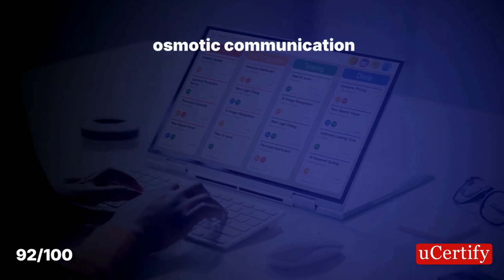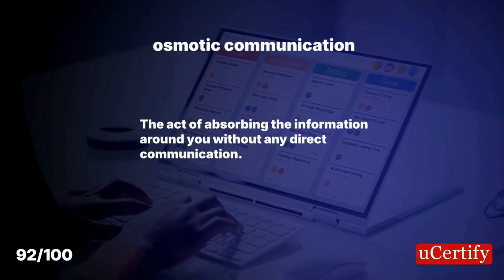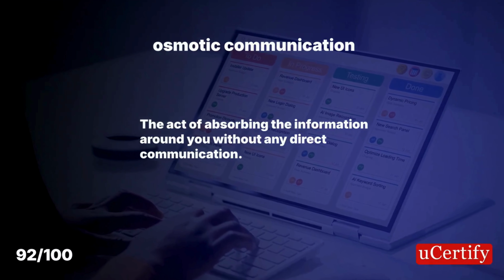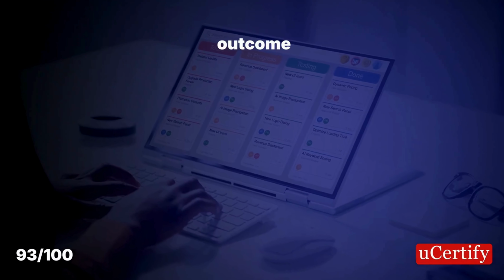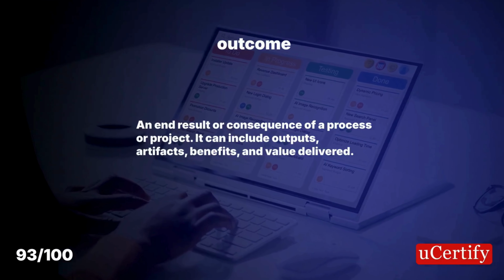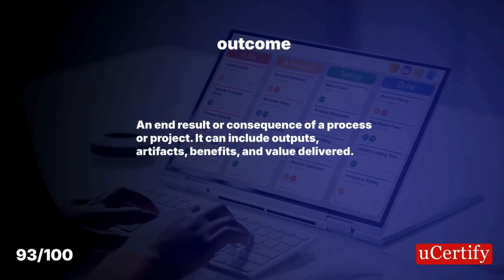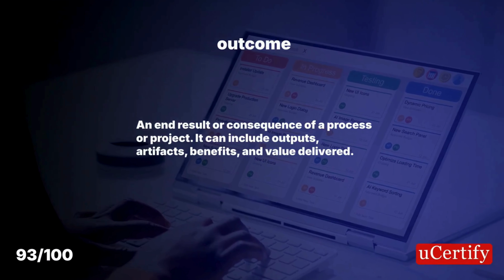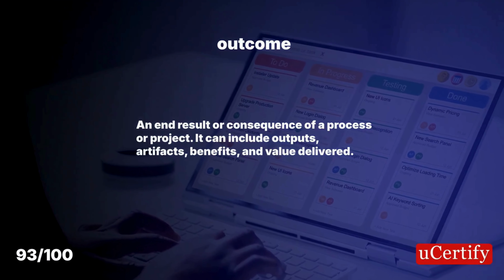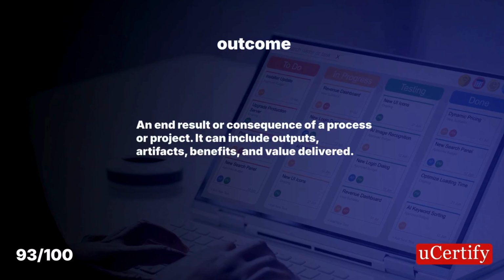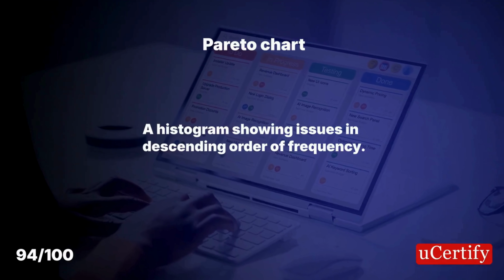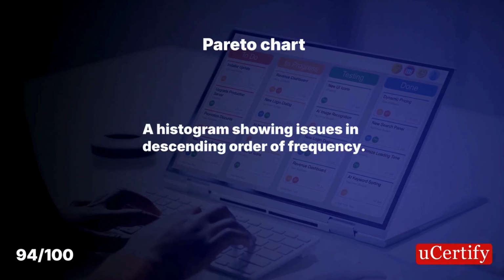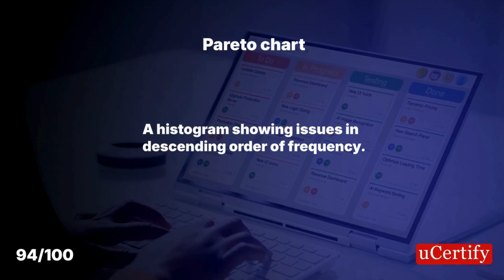Term: osmotic communication. Definition: the act of absorbing the information around you without any direct communication. Term: outcome. Definition: an end result or consequence of a process or project. It can include outputs, artifacts, benefits, and value delivered. Term: Pareto chart. Definition: a histogram showing issues in descending order of frequency.